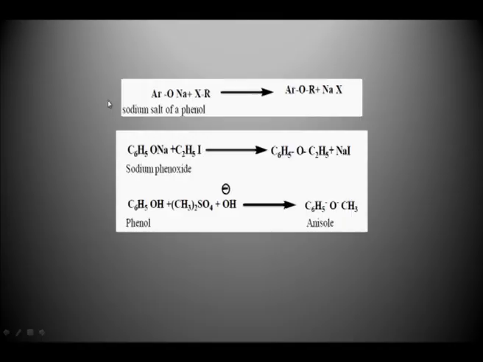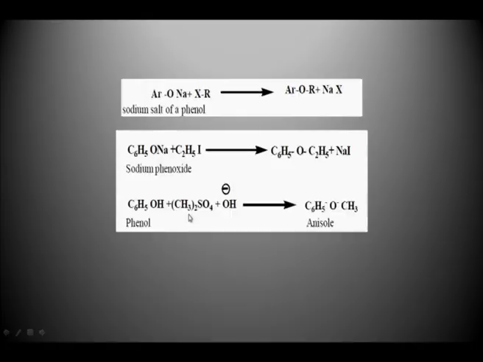Next, preparation of the aromatic ethers. When we treat sodium phenoxide with alkyl halide, we get the aromatic ethers. In the example here, the sodium salt of phenol is treated with the alkyl halide, giving an alkyl phenoxide, that is the aromatic ether. For example, here sodium phenoxide is taken and treated with ethyl iodide. So, we get ethoxy benzene as the major ether product.